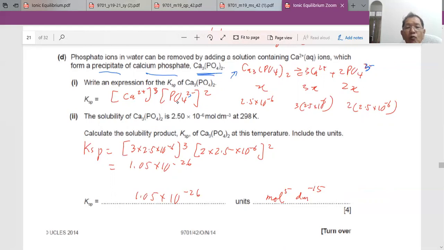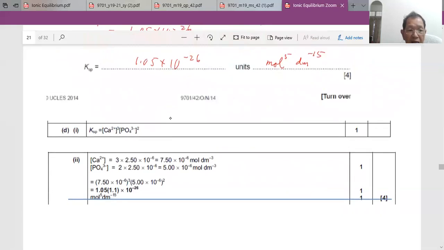So how do you write the expression now? Very simple. Calcium, the species, 3 is the mole ratio, so put 3 on top here. Phosphate, the species, 2 is on top here. Simple, right? So that's Ca2+ to the power 3, phosphate 3 minus to the power 2. These are the harder ones.